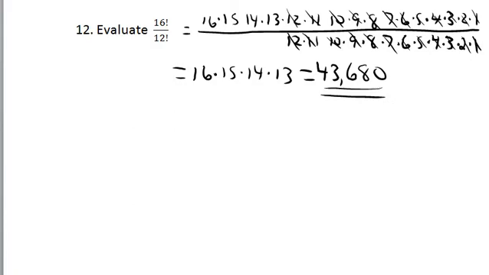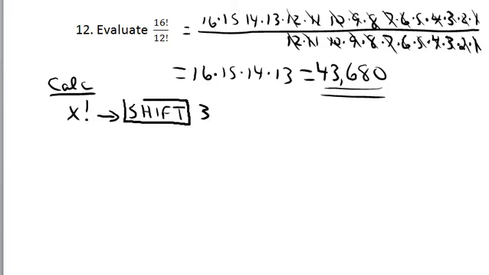Now I probably wouldn't do it this way because we have a calculator key that will do factorials. Remember that on the Casio FX260 calculator, x factorial is the shift 3 key combination. So you do shift 3 and that'll give you x factorial.